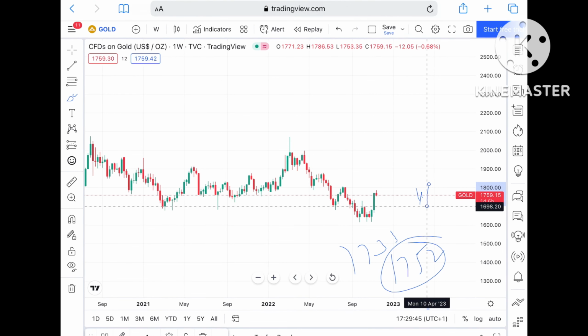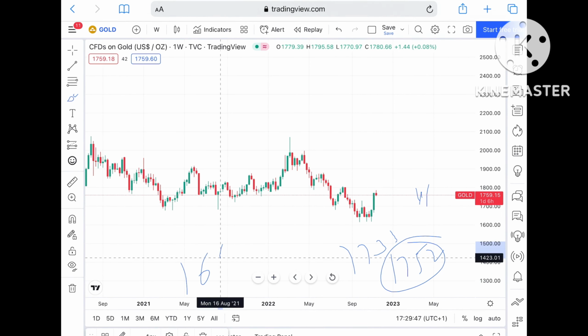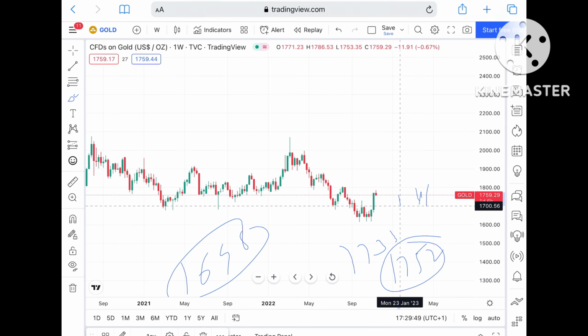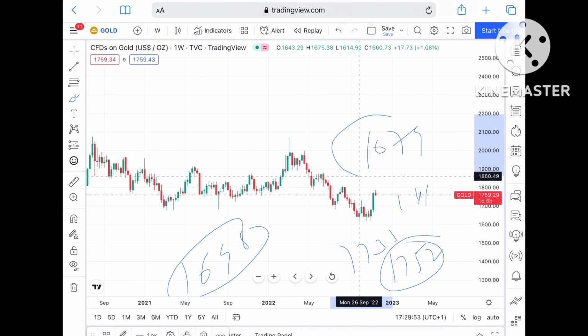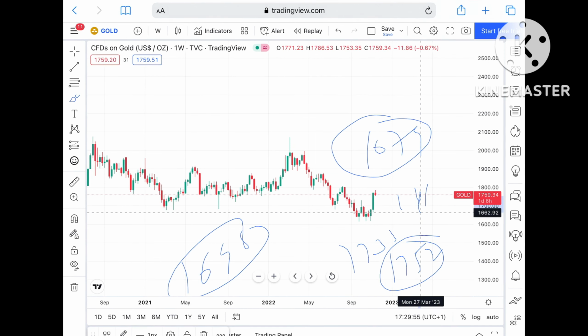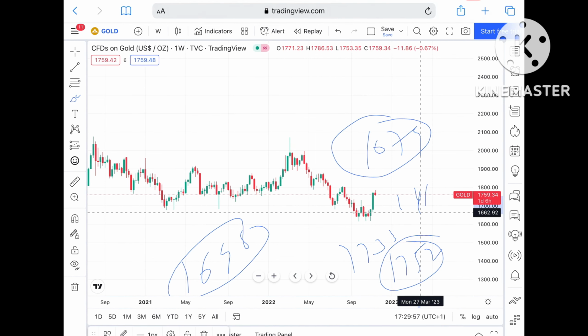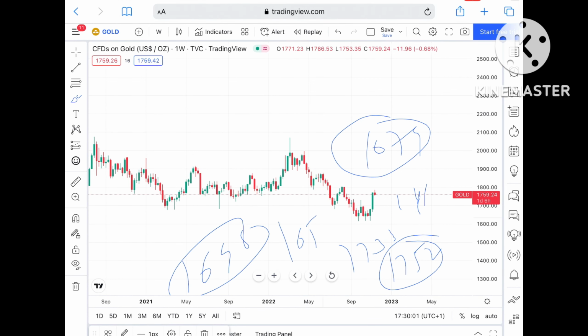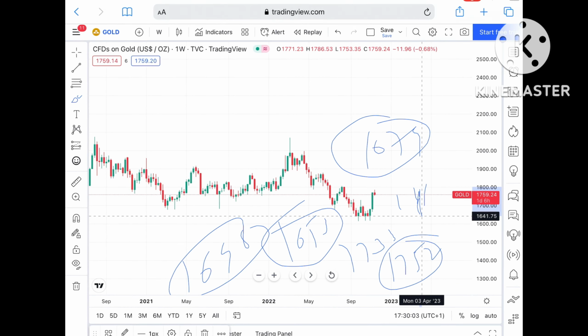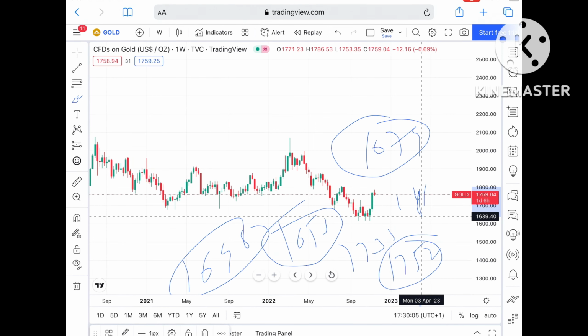Once the price moves below that particular level, then it can touch a level of $1698, and from there we can see it can come down towards a level of around 1679. Once the price moves below that particular level, then chances are very high it can move towards a level of 1662 to a level of $1653. Once the price moves below that level, then we can see it can touch a level of 1639.